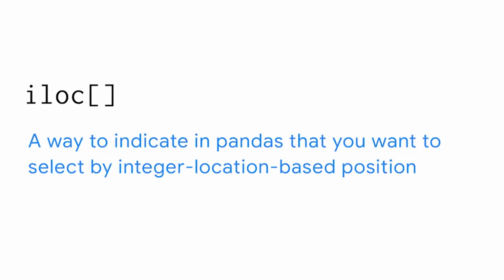This returns a view of your data frame as a new data frame object. If you want to select rows or columns by index, you'll need to use iloc. Iloc is a way to indicate in Pandas that you want to select by integer location-based position. If you enter a single integer into the iloc brackets, you'll get a series object representing a single row of your data frame at that index. Because I entered 0 here, I got the very first row in my data frame as a series.